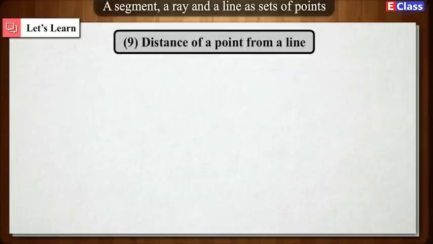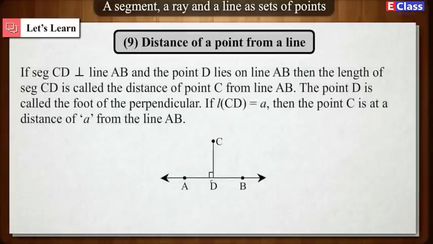9. Distance of a point from a line. If segment CD is perpendicular to line AB and the point D lies on line AB, then the length of segment CD is called the distance of point C from line AB. The point D is called the foot of the perpendicular. If length of CD is equal to a, then the point C is at a distance of a from the line AB.